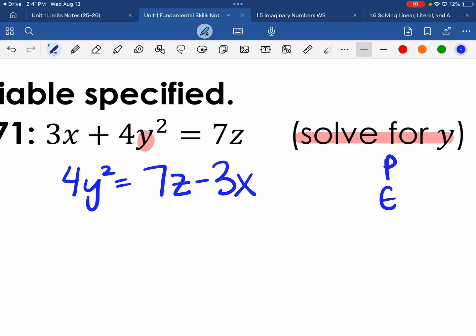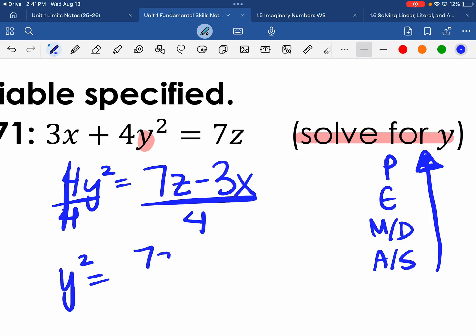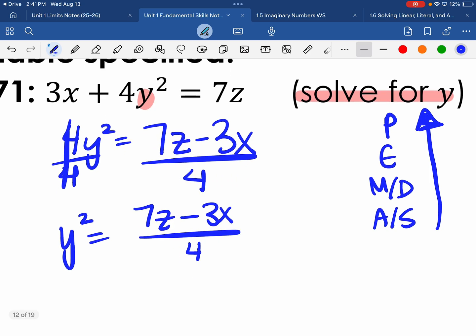So when you are solving, the order you do things is reverse PEMDAS. First you add or subtract, then you multiply, divide, then you take care of your exponents. So we are going to divide first. And once again, we're not really doing math. We're just writing that as 7z minus 3x over 4. You're just rearranging, so you don't have to actually do any simplifying. You're just moving stuff and rearranging.